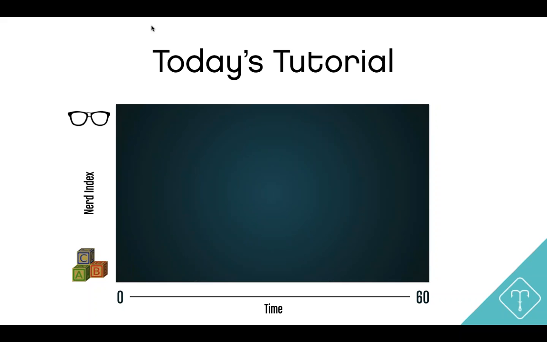If you look at this little table, along the x-axis we have time, 0 to 60. I don't know if we'll use the full 60 minutes today, but we'll do what we can. And on the y-axis we have what I'd like to call the nerd index. We're going to start out with the basics, and as time goes on, we're going to ramp up to some more sophisticated, nerdy topics. So if you're into some nerdy stuff, just hang out to the end.